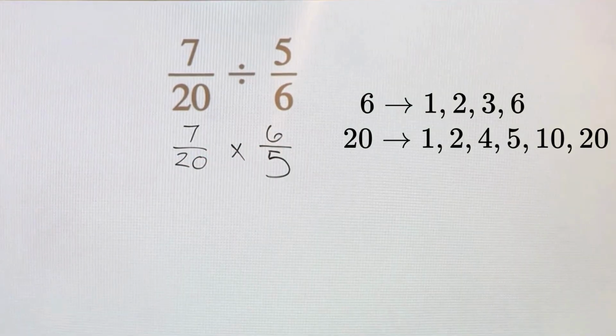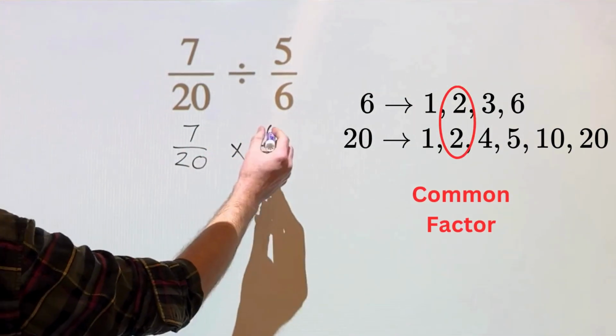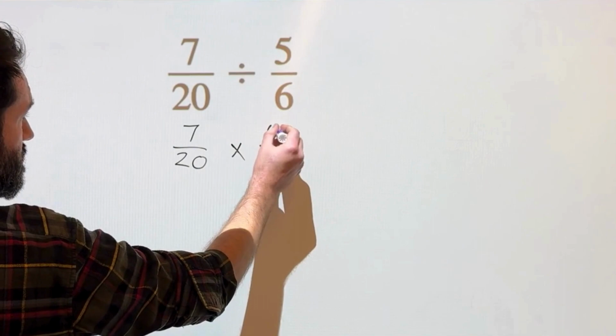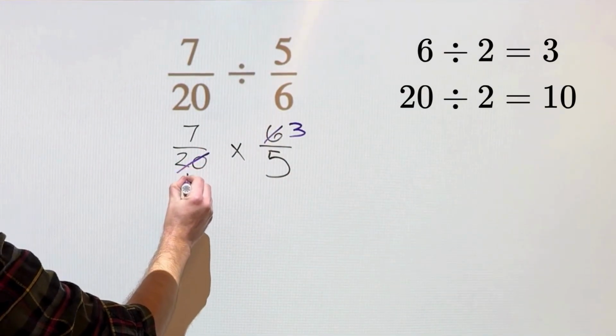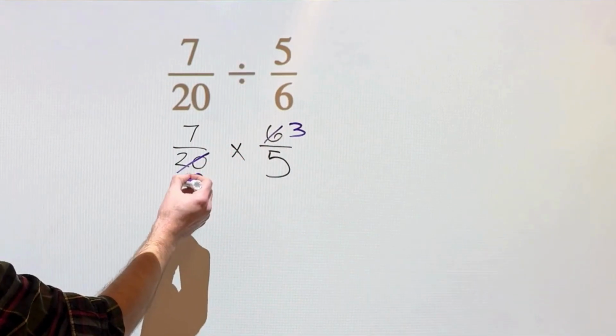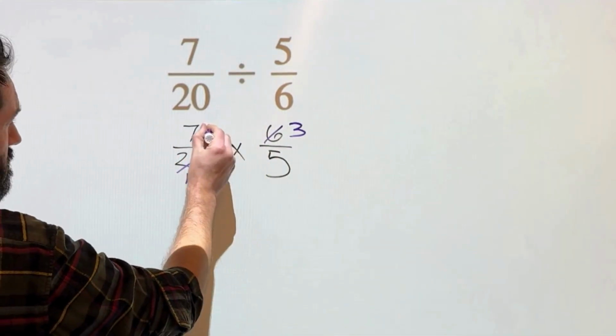6 and 20 both have a common factor of 2. So 6 divided by 2 is 3. 20 divided by 2 is 10. So we can change that to a 3 and that to a 10 to make this easier. Now we're just multiplying straight across.